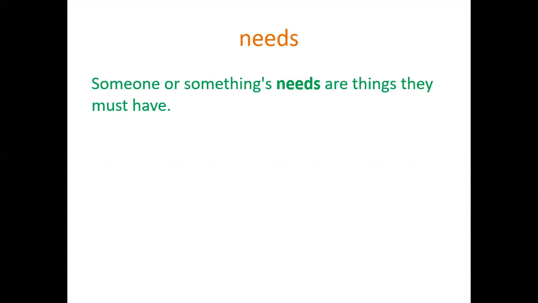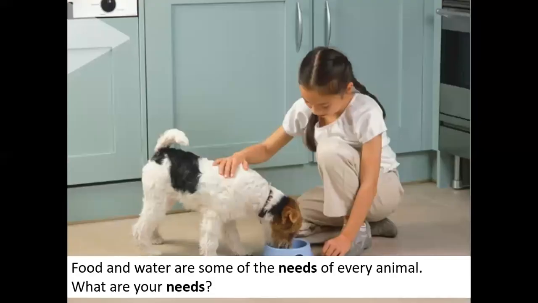Needs. Someone or something's needs are things they must have. We said when we take care of animals, we must give them their needs. What's the meaning of their needs? What do they must have? So someone or something's needs are things they must have. Food and water are some of the needs of every animal. What are your needs? We need food, we need water, we need a warm place or a safe place to live. We need air to breathe. We need to sleep. We need to do exercises. We need many things.